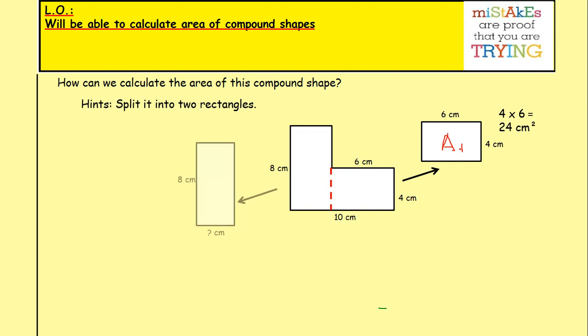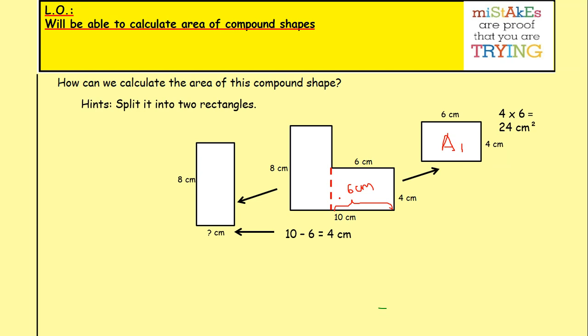Okay, now I'm trying to work out the second one, and I realize I'm missing a number. How can I figure out the missing length of this rectangle? Have a look at the original rectangle and check what we did when we split it into two. How long is this part here? I'm sure you know really well it's 6 centimeters. And if these two lengths together give me 10, and this one was 6, how am I going to find the missing one? 10 subtract 6 gives me 4 centimeters.